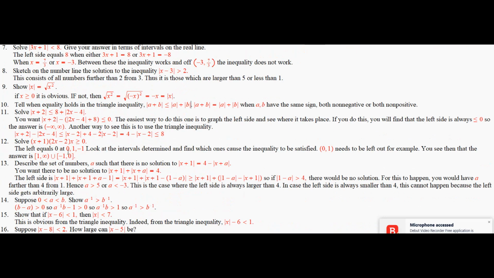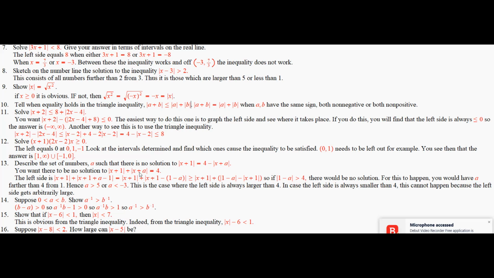Now I want to describe the set of numbers A such that there is no solution to this. All right, I want there to be no solution to this. How can that happen? Well, this is some positive number. Either this positive number is always bigger than 4 for some A, or it is always strictly smaller than 4.